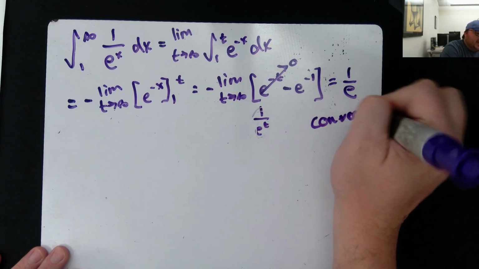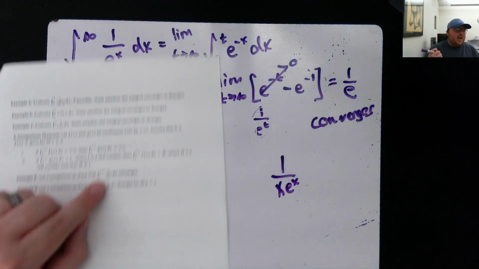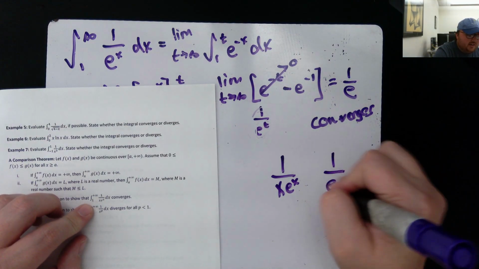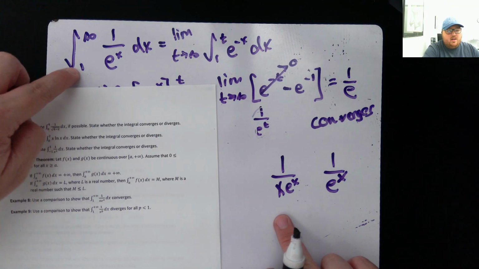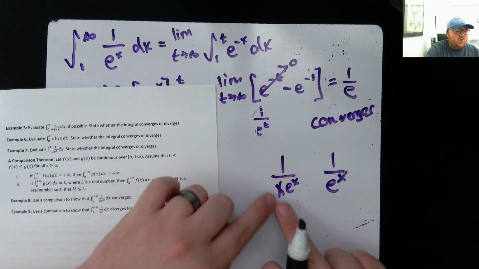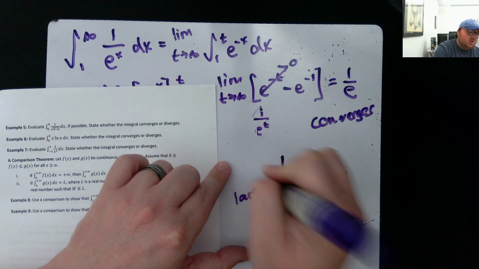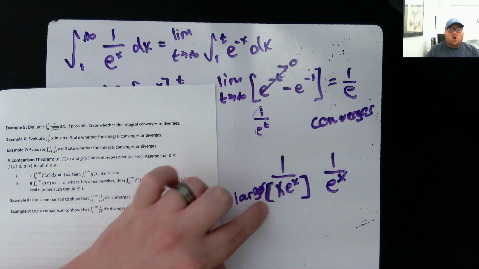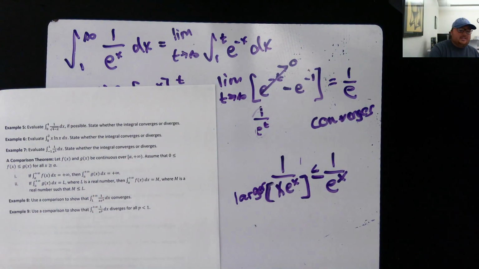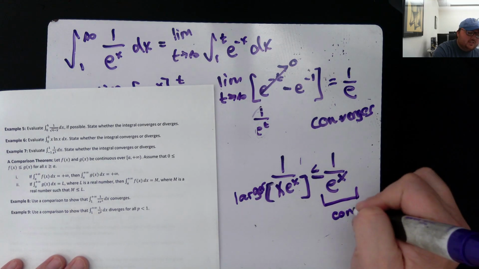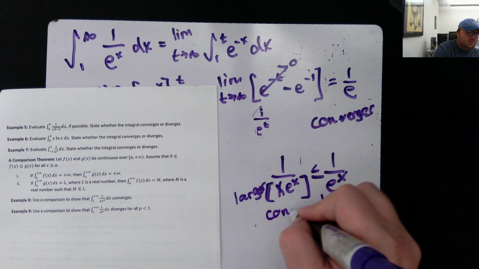Now let's see if I can use that. Notice here, 1 over x e to the x. Let's see how that compares to 1 over e to the x. Since I'm going from 1 and then up, right? Whenever I do x times e to the x, that's going to make this larger. So since the denominator is larger, the fraction is going to be smaller. So what this means is I have found a larger one that converges. Therefore, by this rule, the smaller one must also converge.